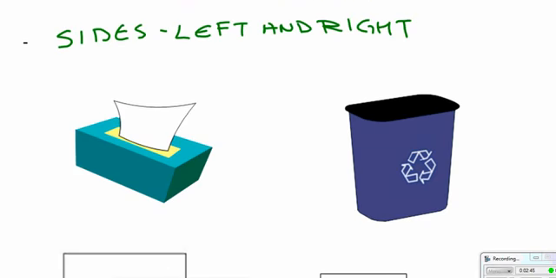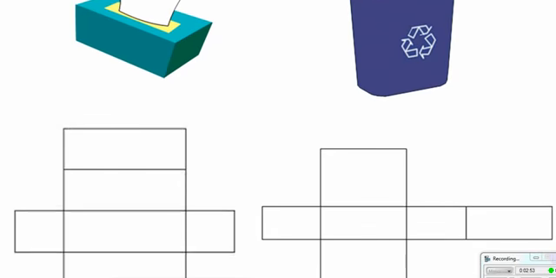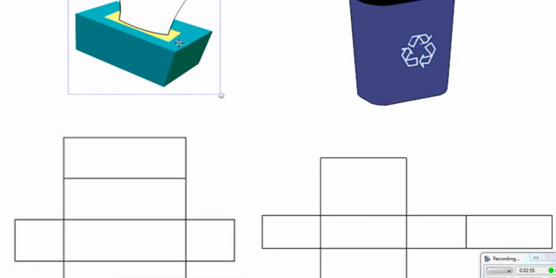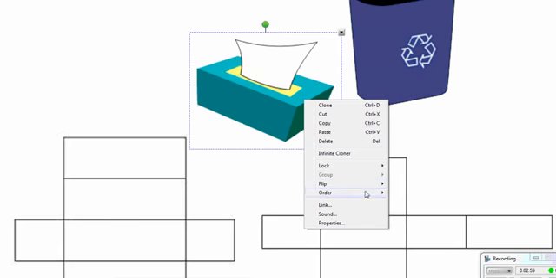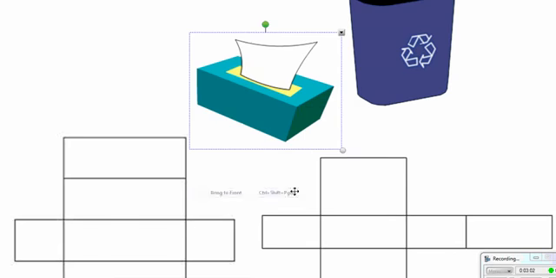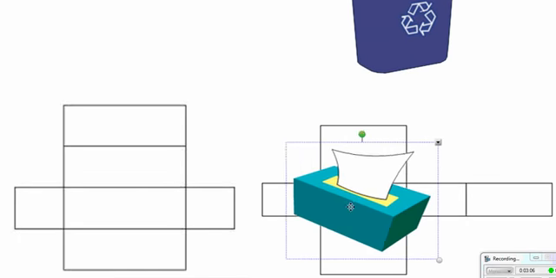So if we were looking at something like the Kleenex box or the recycling bin, these are some possible nets. Sorry, I'm just trying to find a good spot. I'm going to slide this down here so that we can look at it side by side with the net on the left.